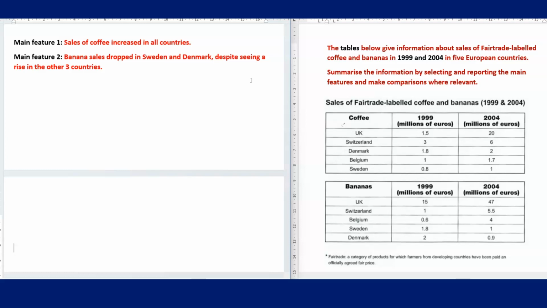Okay, that is what we are going to do now. So we are now ready to write our essay, but we have to remember that our writing will be in 4 paragraphs. The first paragraph will be the introduction, the second paragraph will be the main features overview, the third paragraph will be our first main feature, and the fourth paragraph will be the second main feature. So let's go on to write our introduction now.